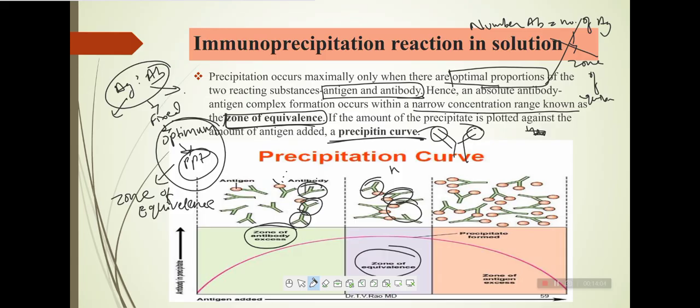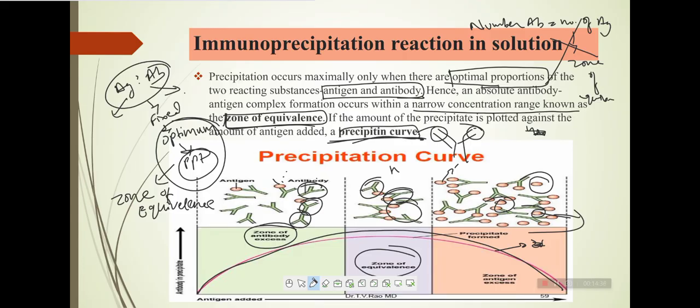Another is the zone of antigen excess. See here, antigen is in excess amount. So this is the zone of antigen excess. And this is the curve by which we determine the zone of equivalence. This curve is known as the precipitin curve.